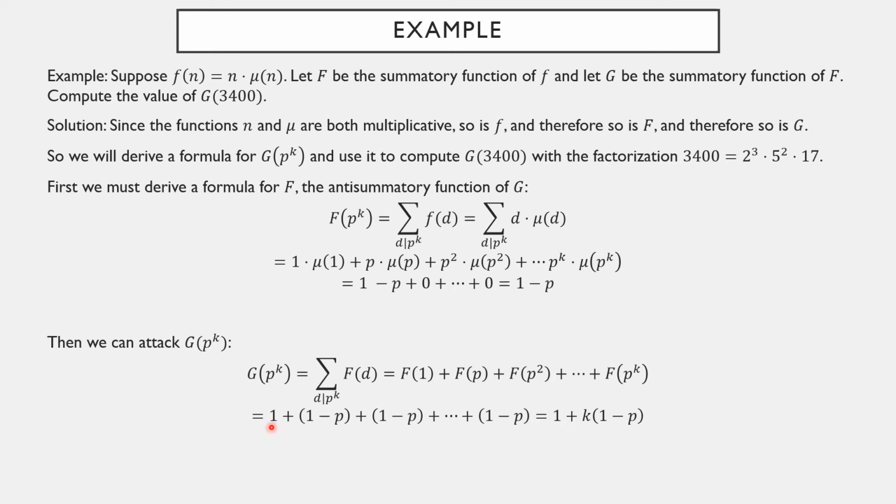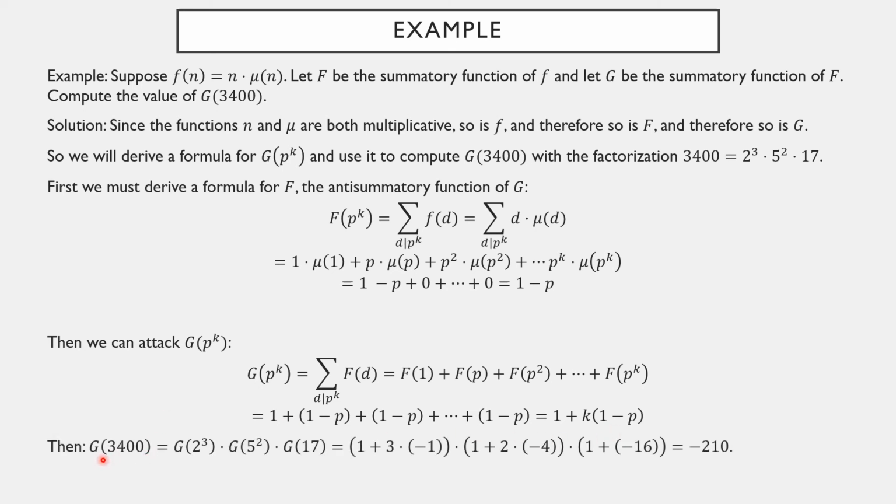So I have this single 1 at the very beginning, and then I get a copy of 1 minus p for each power of p in this list. From the first, the second, up to the kth. There are k of them. So ultimately, we have a 1 plus k copies of 1 minus p. So G, capital G of a prime power, is going to be 1 plus the power times 1 minus the prime. It's an odd little formula, but it works.